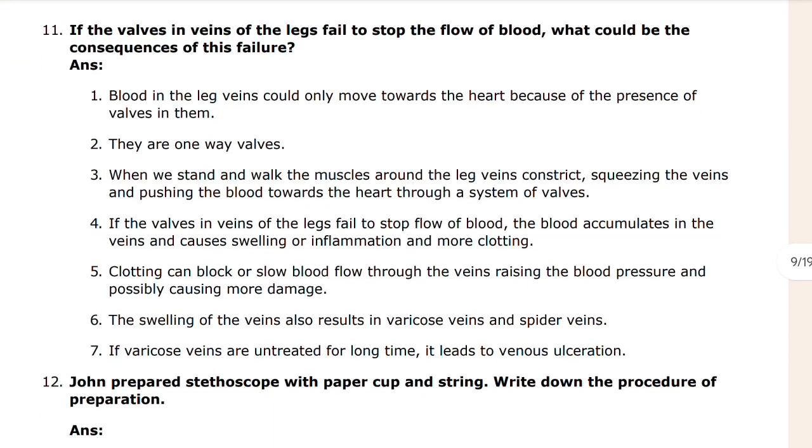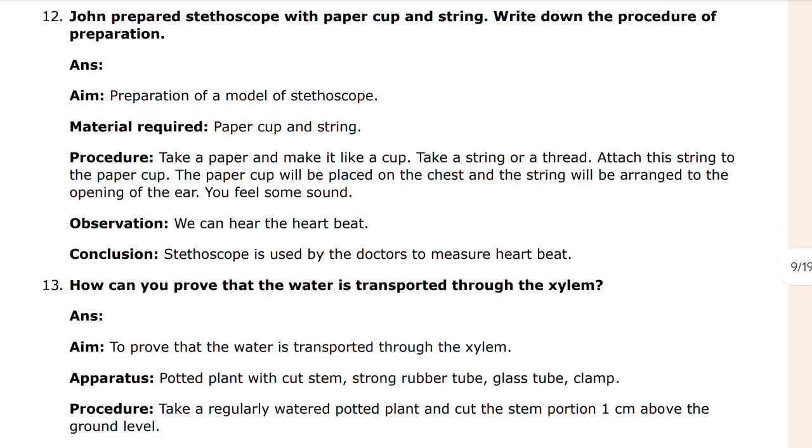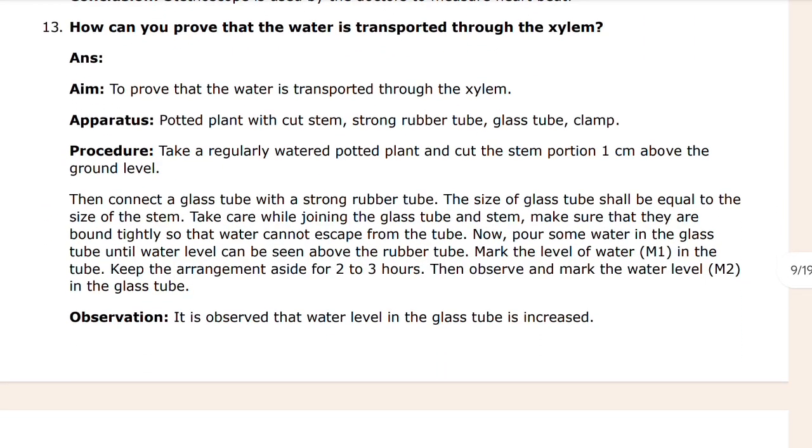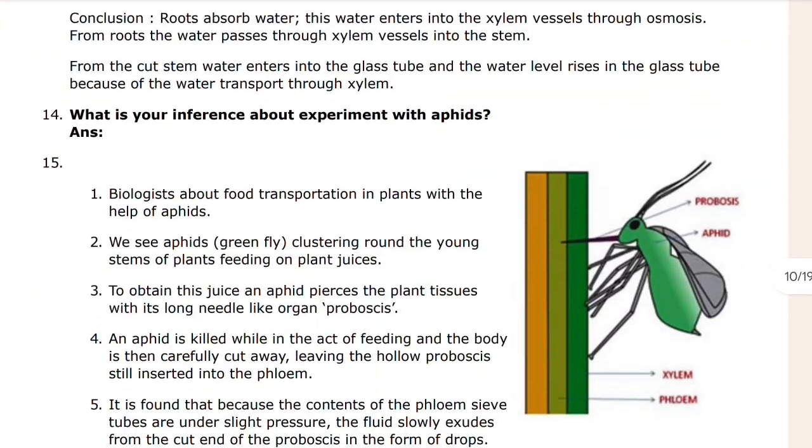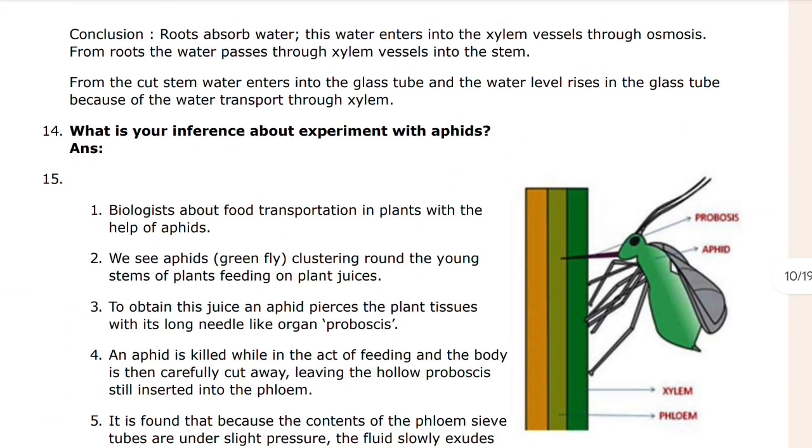Then if the valves in the veins in the legs fail in stopping the backflow of blood, what could be the consequence of this failure? Then question 13, you can see: how can you prove that water is transported through the xylem? And here you can see: what are your inferences about the experiment and its results?